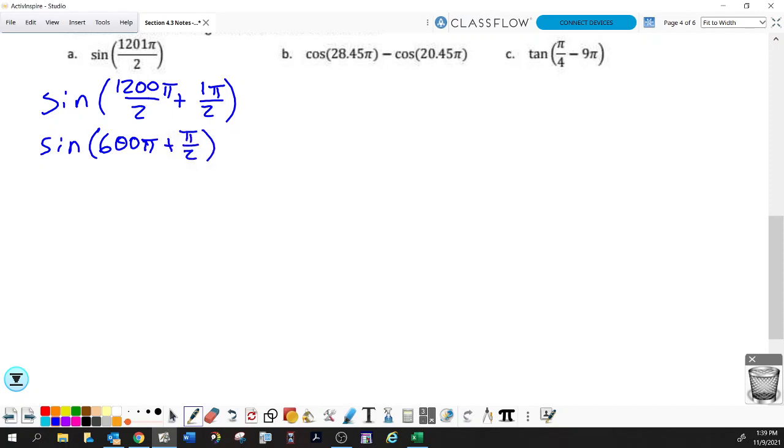And since 600 pi is a multiple of 2 pi, it's essentially the same as going nowhere. So it doesn't affect the outcome. If you would like to spin 300 circles, you are welcome to. But bet money, at the end of 300 circles, if you still have the ability to stand, you'll be looking the exact same direction that you started. That means sine of 1201 pi over 2 is equal to sine of pi over 2. So we just evaluate sine of pi over 2, and we are finished.